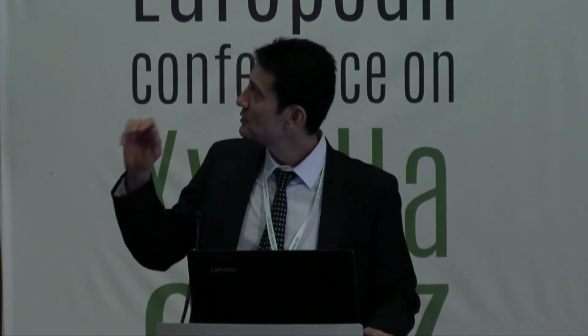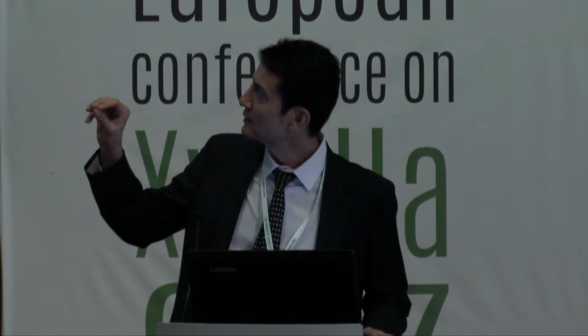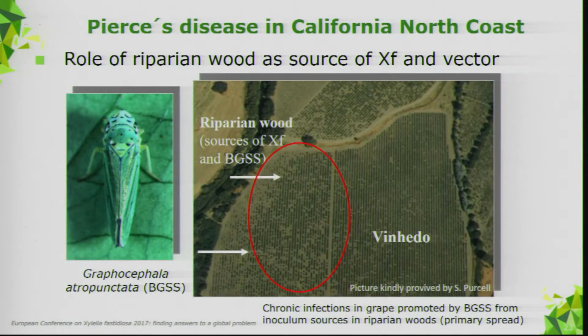In that particular situation, these vectors move from these riparian habitats early in the spring to the vineyards, and they carry this primary inoculum and establish these primary infections in grape, and you see a higher concentration of plants by the edge nearby these riparian woods. So this is a situation where the vector comes every year from the woods.